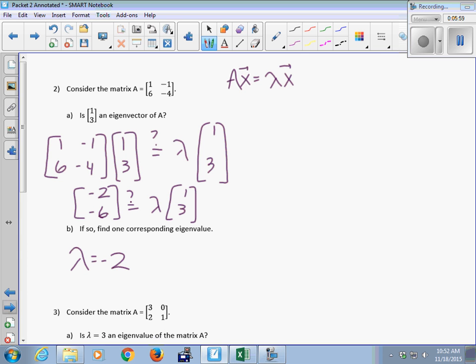Okay, so this one was a yes. Last class, we were looking for eigenvectors that correspond to an eigenvalue of 1. All right, so that makes sense. We're just satisfying the definition of eigenvector here. A times the vector was a constant times the same vector. That makes it an eigenvector. The corresponding eigenvalue is the value of that constant, -2.